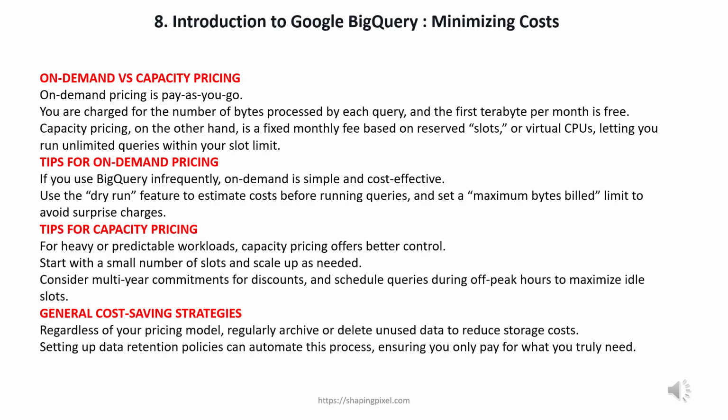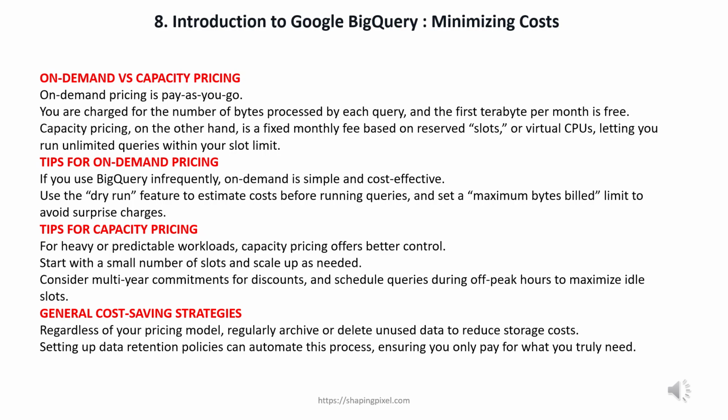Lowering your BigQuery costs starts with understanding your pricing options. There are two main models, on-demand and capacity. Choosing the right one for your usage can make a big difference in your monthly bill. On-demand pricing is pay as you go. You are charged for the number of bytes processed by each query, and the first terabyte per month is free. Capacity pricing, on the other hand, is a fixed monthly fee based on reserved slots or virtual CPUs, letting you run unlimited queries within your slot limit.